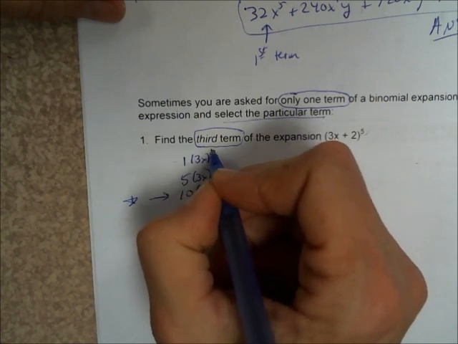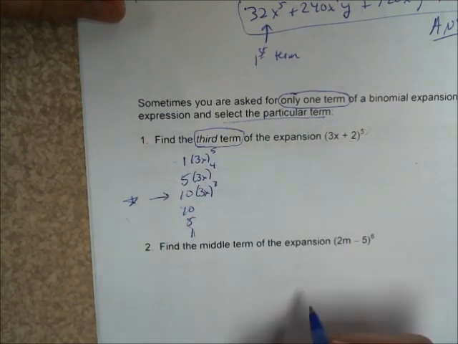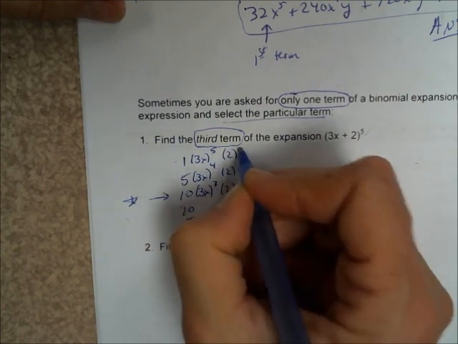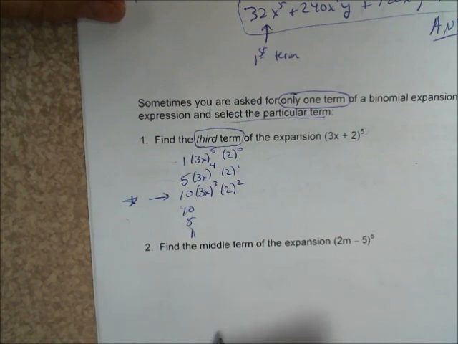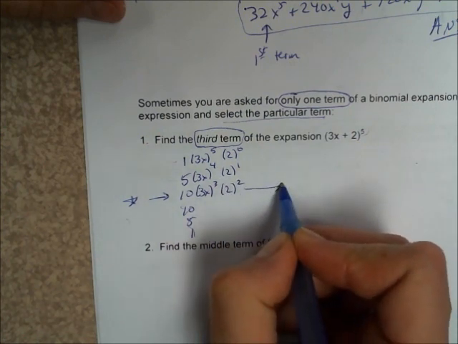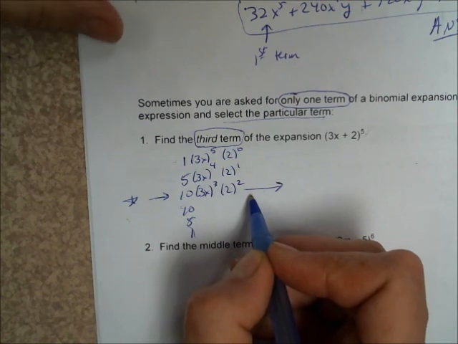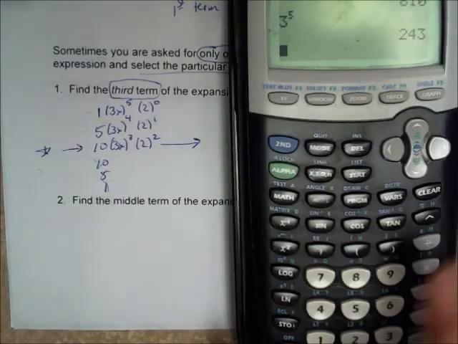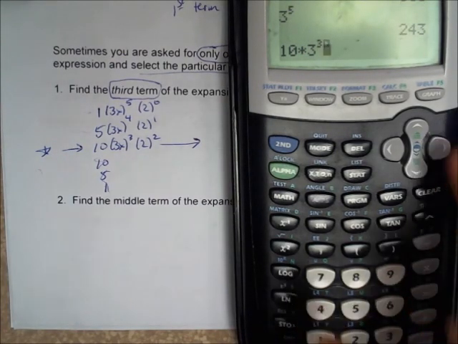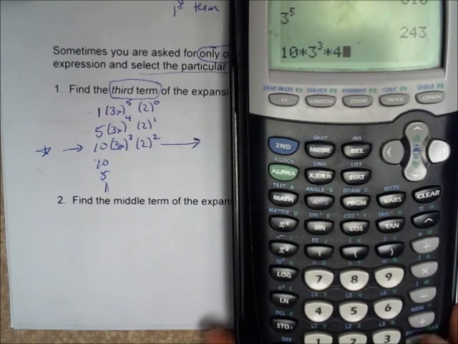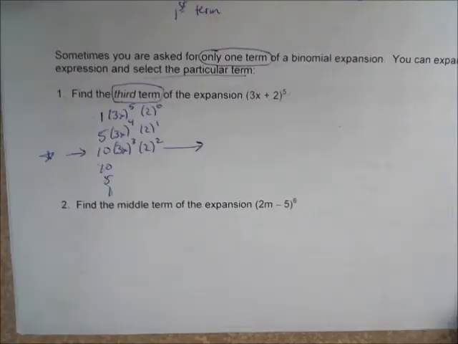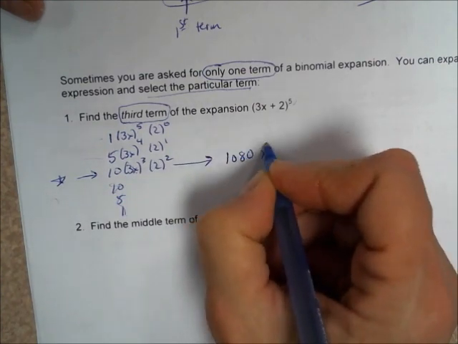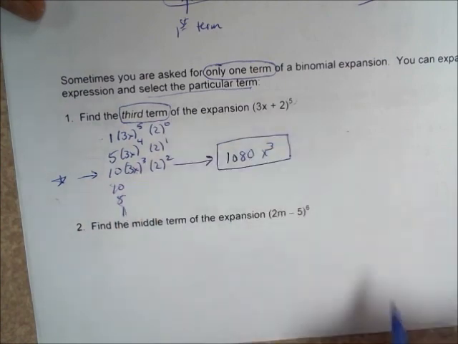So we're going to raise this to the fifth, to the fourth, and to the third. And then we're going to take 2, and we're going to raise it to the 0, to the first, and to the second power. And the only one that we have to simplify is this because they only want the third term. So the third term is 10 times 3 cubed times 2 squared. 10 times 3 cubed times 2 squared, which is 4, is 1080. So we have 1080 x to the third. That is the third term only.